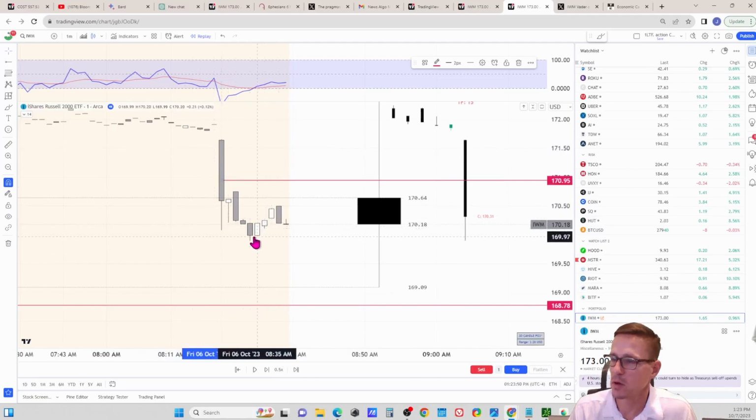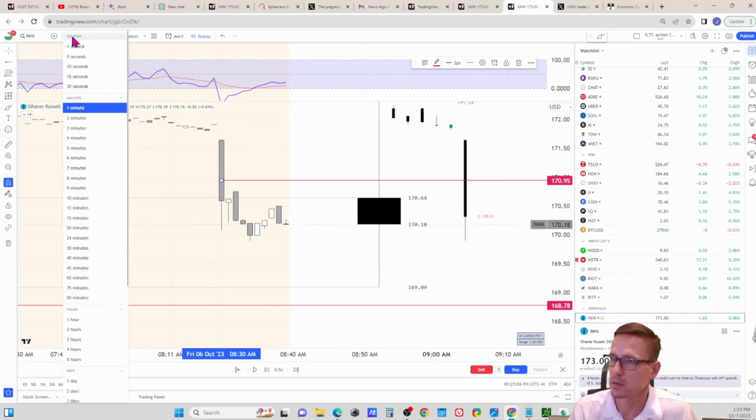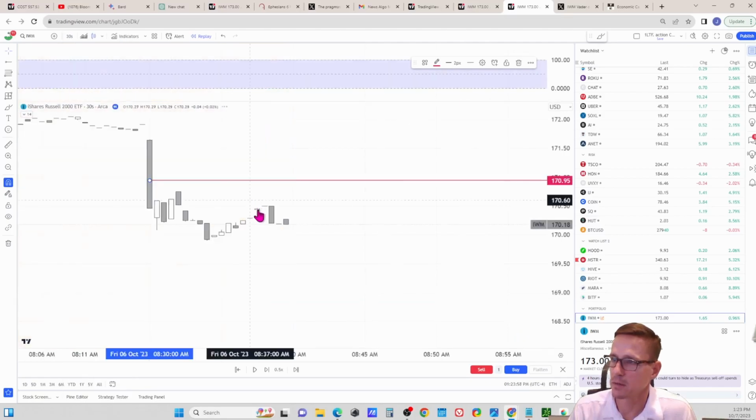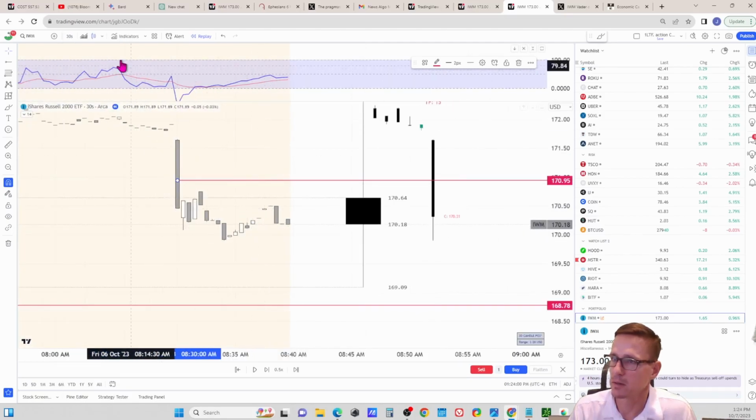We put in a low, then we got a lower high. So there's nothing there. I mean, that can be a trigger on that time frame. Same here on the 30 seconds. So let's just play it a little.